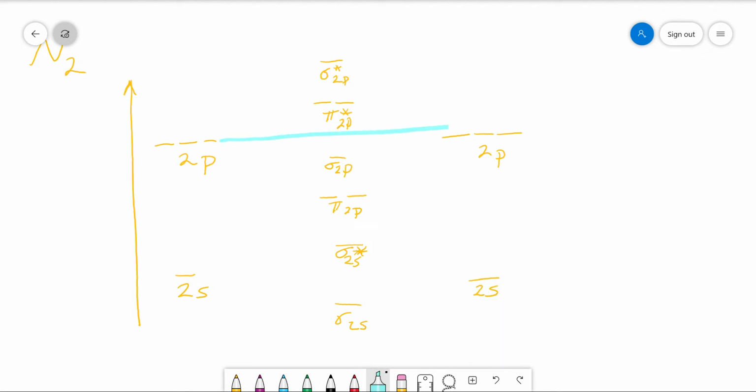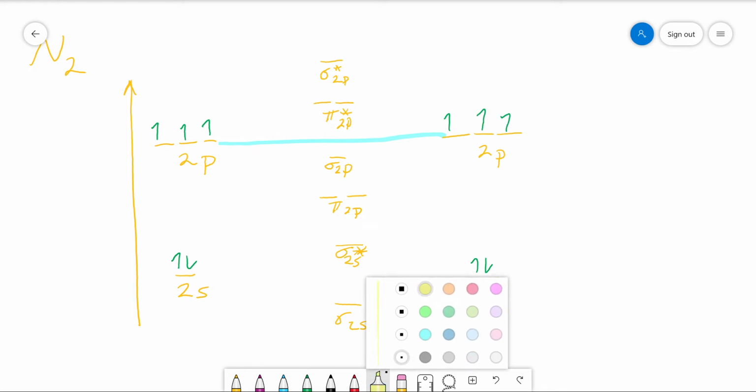If we draw a line connecting the 2p orbitals, notice that the bonding orbitals are always lower in energy than the native atomic orbitals, and the anti-bonding are always higher in energy, okay? So add electrons here: 1, 2, 3, 4, and 5. And then over here as well. Oh, forgot to connect the dots.